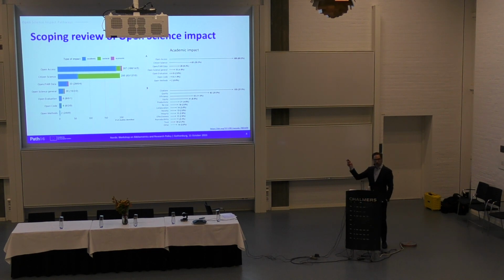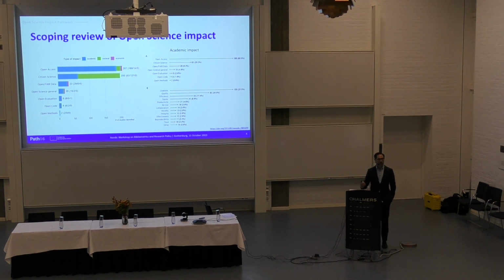In colors you see what types of impact is being studied in this, let's say, part of open science. And here you can see that in open access, by far most studies have studied academic impact specifically. Some have studied societal impact and very few economic impact. Then there's a large portion of citizen science literature. And that is a bit more aimed also at societal impact, which makes sense, right?